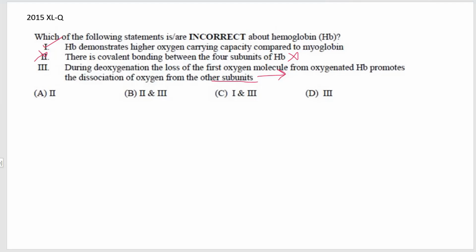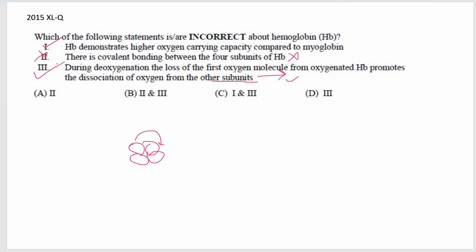So there are two models, the concerted model, where you have the tense state and the relaxed state, and it says that binding or dissociation of oxygen at one of the hemoglobin subunits will lead to binding or dissociation of oxygen by the other subunits. So this is because there is cooperativity. So therefore this option is also correct.